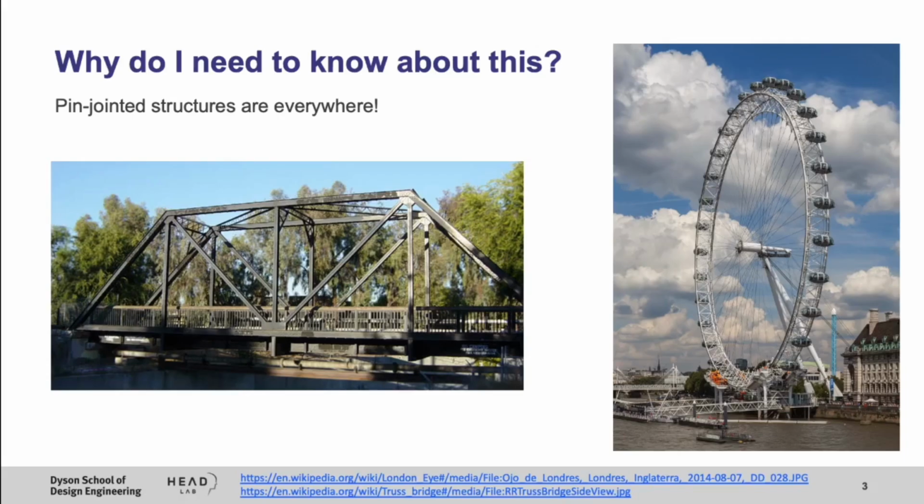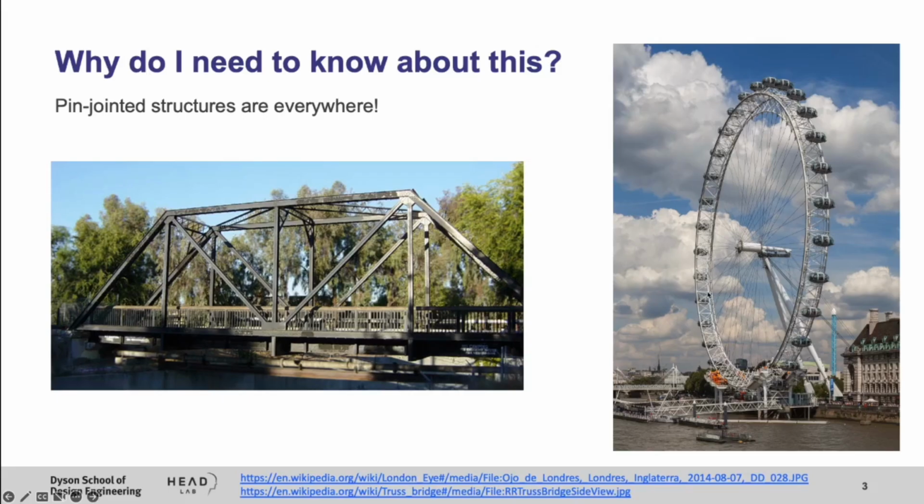So why do I need to know about this? In reality, pin-jointed structures are everywhere. Here I have shown a picture of a bridge, and this bridge can be modeled by using pin-jointed structures. Here we can assume that all these beams are linked with pins, and therefore we can simplify our analysis.